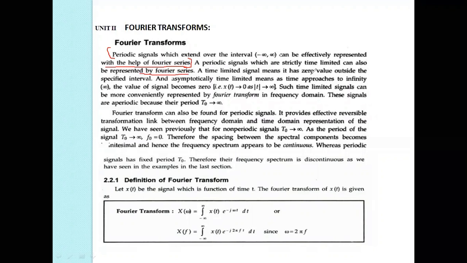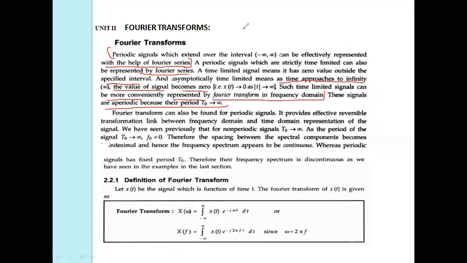A time limited signal means it has a zero value outside the specified interval, and asymptotically time limited means that as the time approaches infinity, the value of the signal becomes zero. Such time limited signals can be represented when T0 tends to infinity, my students. See, finally we are saying that periodic signals are for the Fourier series and the Fourier transformation is for aperiodic signals, because their time period T tends to infinity. Such time limited signals can be more conveniently represented by the Fourier transform in the frequency domain.